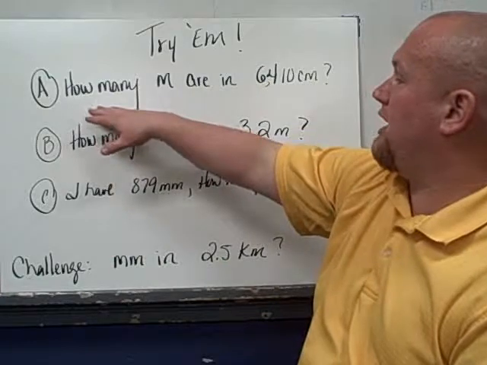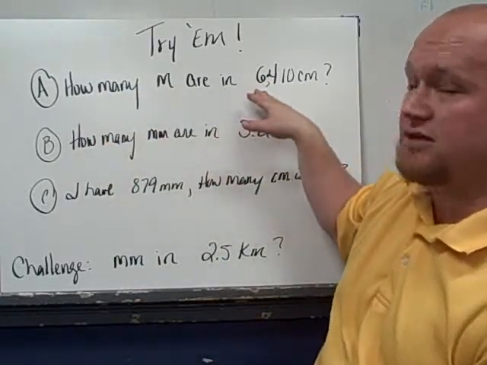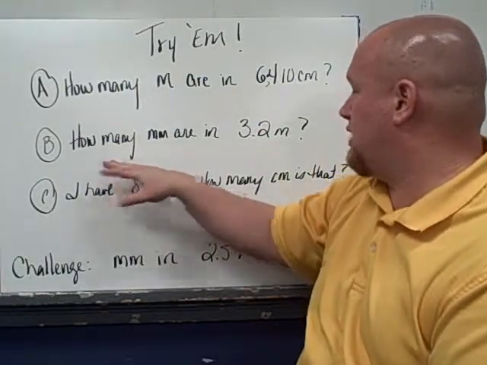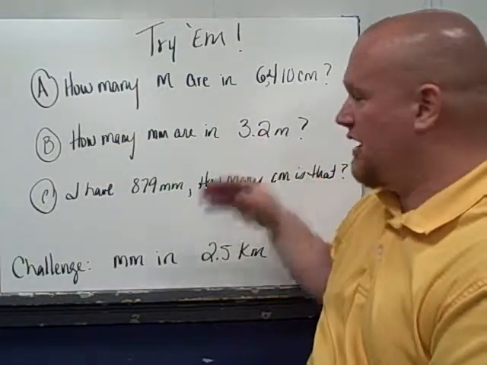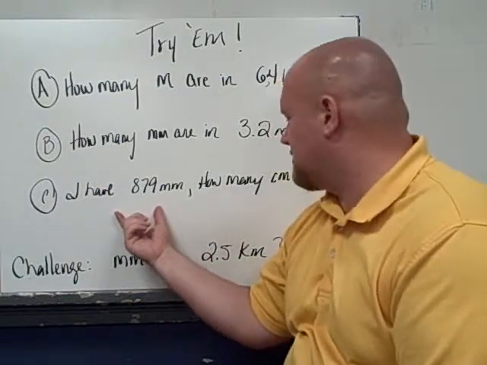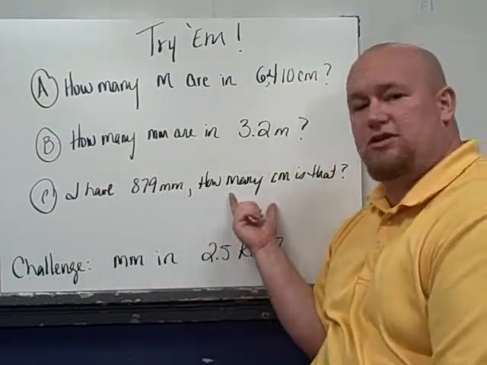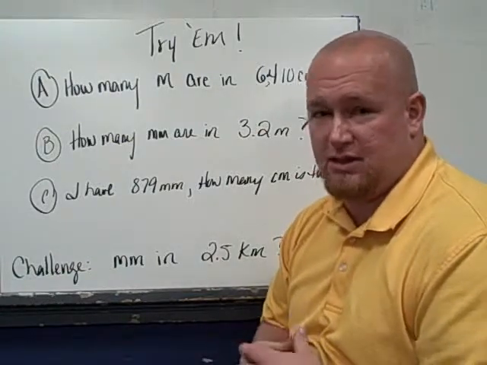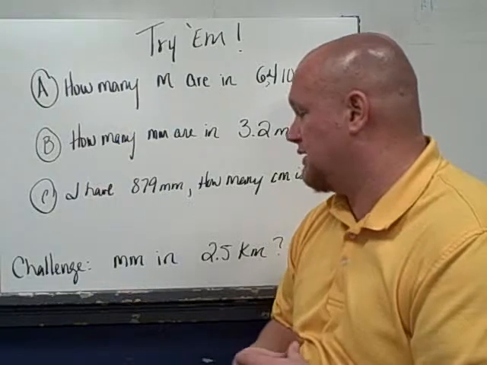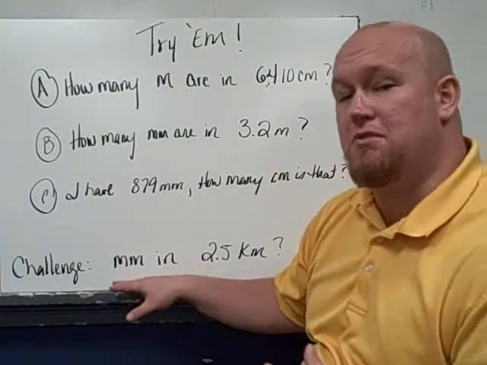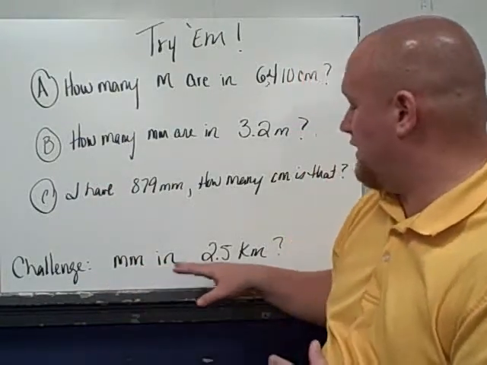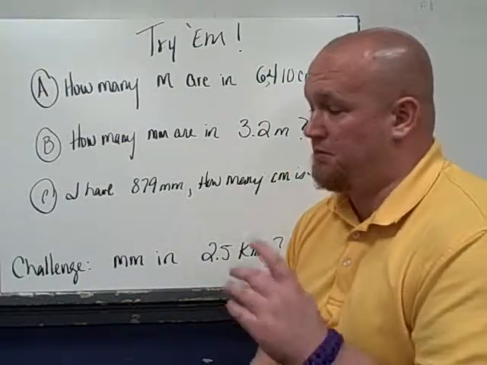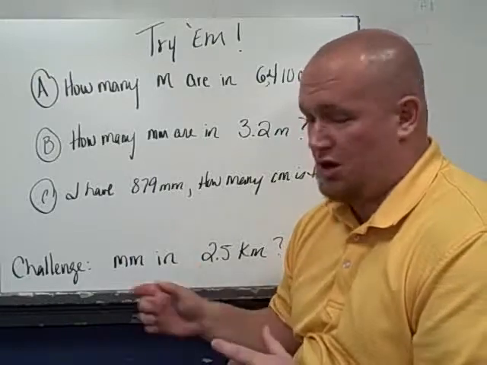I want you to first figure out how many meters are in 6,410 centimeters. I want you to find out how many millimeters are in 3.2 meters. And if I have 879 millimeters, I want you to tell me how many centimeters that is. And if you're up for the challenge, there might be some Patriot pay involved, I want you to figure out how many millimeters are in 2.5 kilometers, from the biggest unit we use to the smallest unit we use.